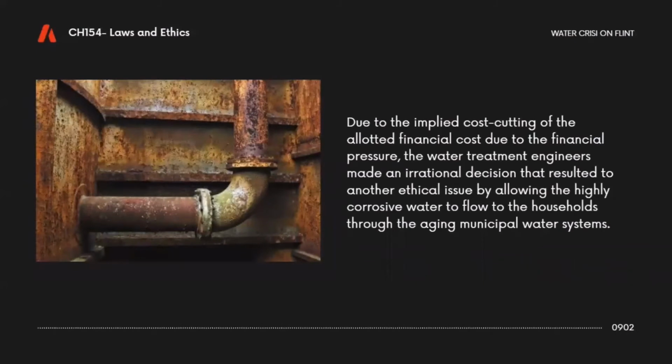This irrational decision of the water treatment engineers resulted in another ethical issue by allowing the highly corrosive water to flow to the households through the aging municipal water systems. This is evident in corroding pipes, increasing water leaks, and the leaching of lead, exposing residents, specifically the young ones, to harmful levels of lead.